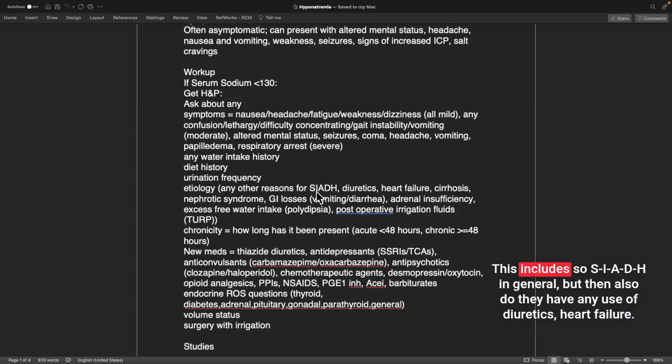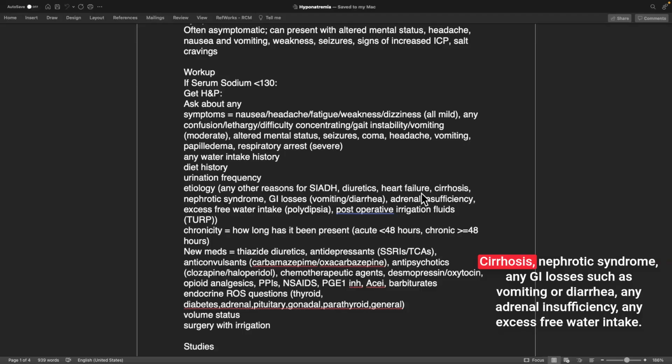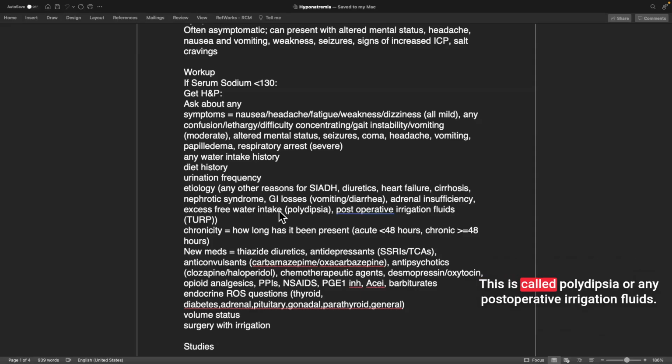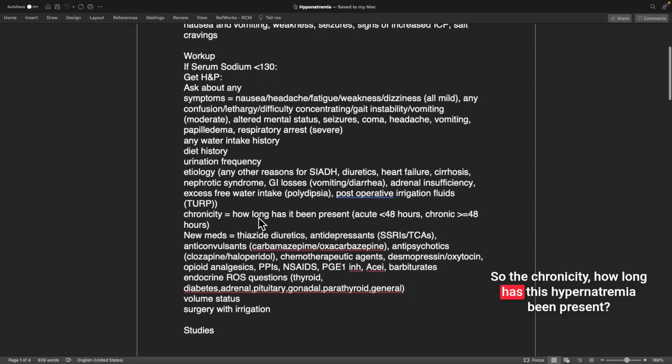This includes SIADH in general, but then also do they have any use of diuretics, heart failure, cirrhosis, nephrotic syndrome, any GI losses such as vomiting or diarrhea, any adrenal insufficiency, any excess free water intake. This is called polydipsia, or any postoperative irrigation fluids. So the chronicity: how long has this hyponatremia been present? Is it less than 48 hours or greater than or equal to 48 hours?